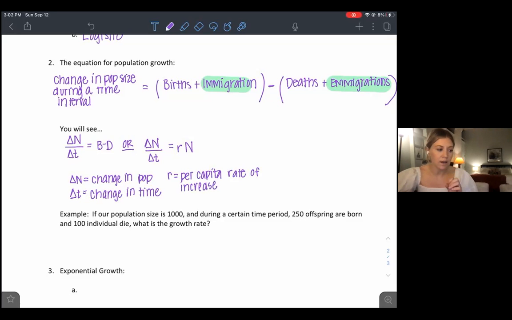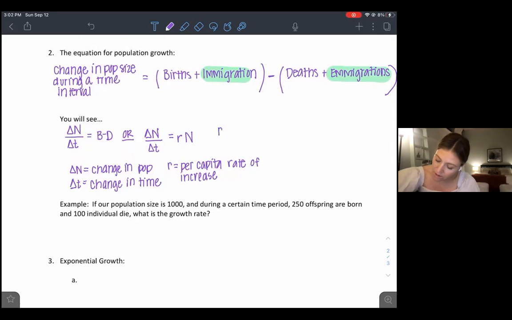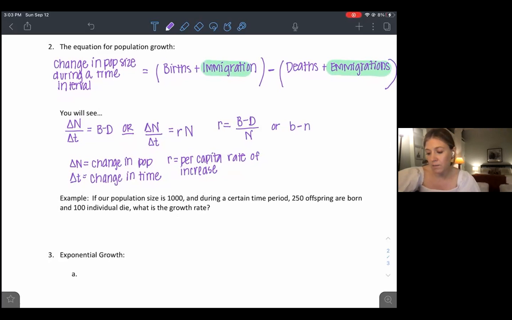Okay. We can calculate the per capita rate of increase by using this equation here. So R, right, that per capita rate of increase is going to be equal to the number of births minus the number of deaths over the total number of individuals in the population. Okay, so R can equal B minus D over N. Okay, it can also equal, if you get a birth rate, so little b is going to stand for birth rate minus m, okay? And that is going to be minus the death rate or the mortality rate for that population.